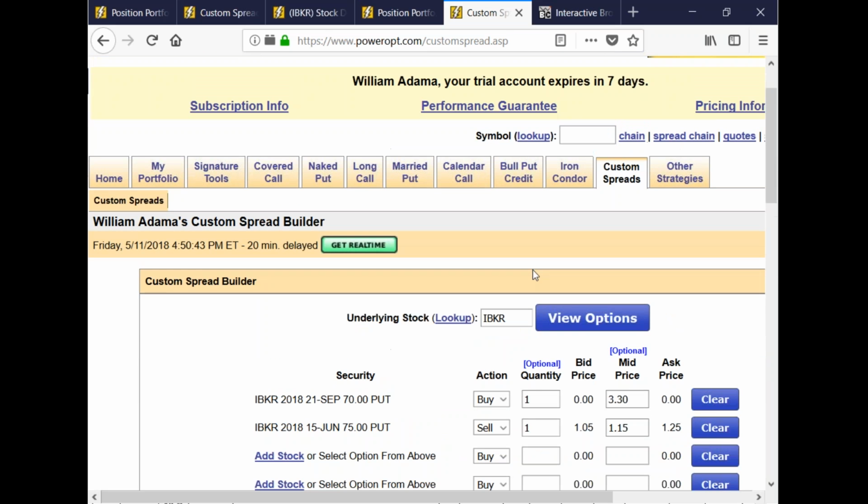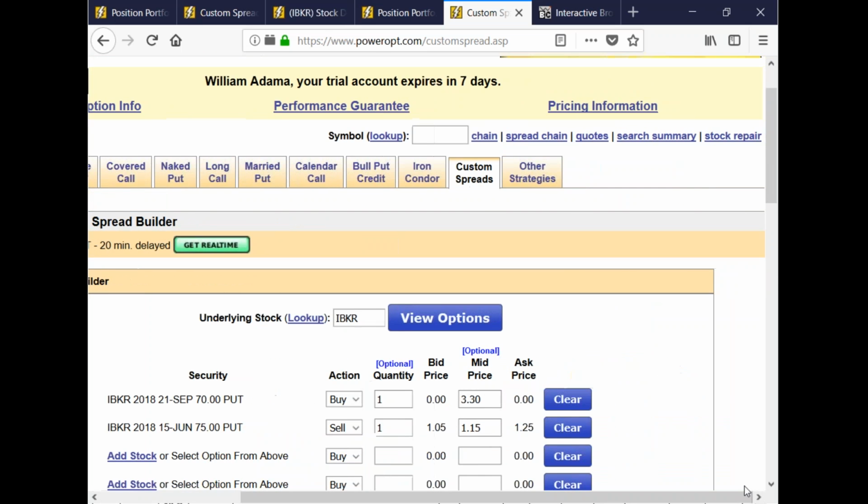Now, when you have a stock that moved against you, we do offer something called the stock repair. So you bought a stock, it moves down in price. You could use the stock repair, which tries to build a ratio call spread to help you get back to break even. That might be something you could also use for a long call position.